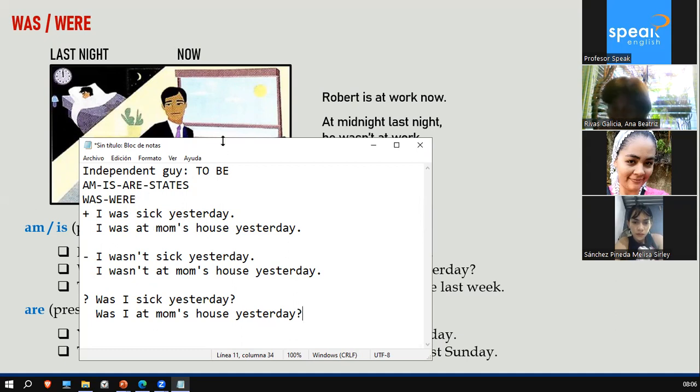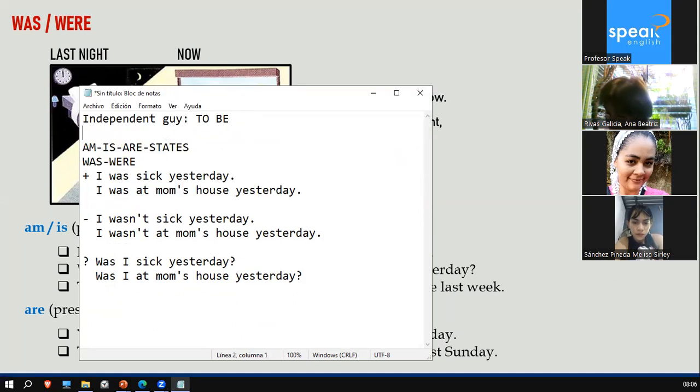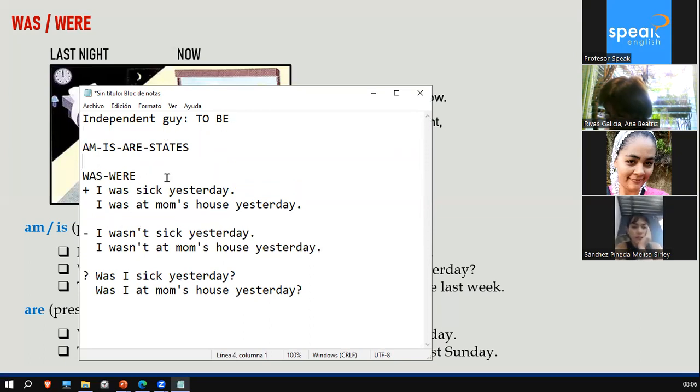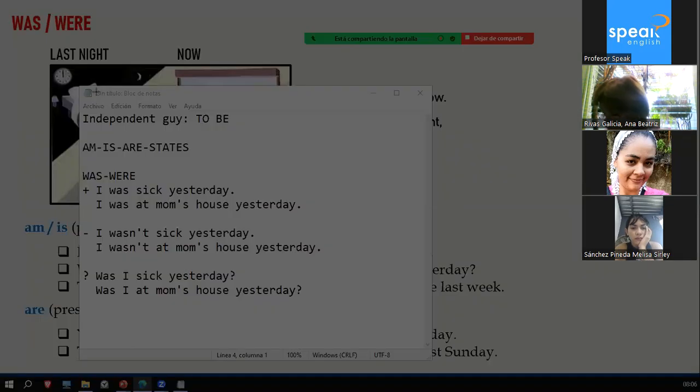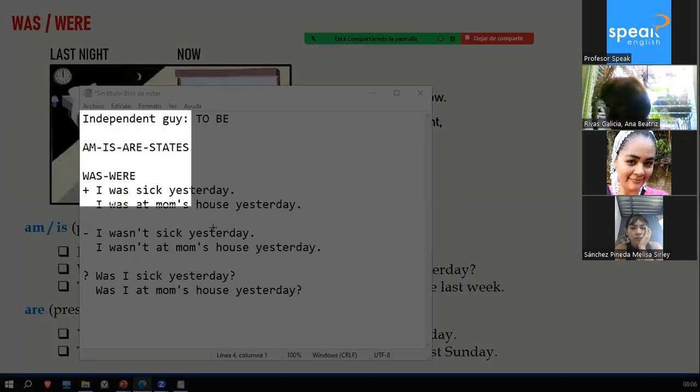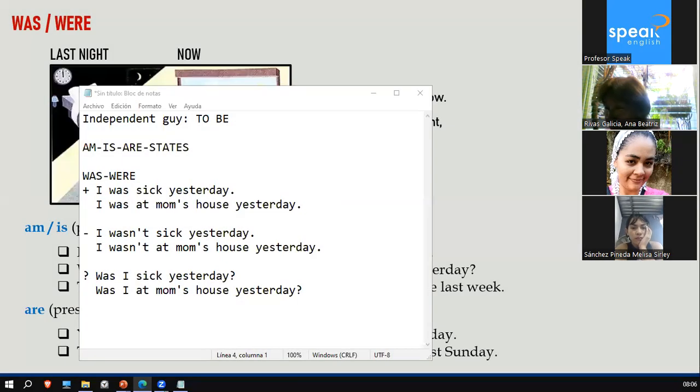Here, I'm going to use the same information for positive, negative, and question form. Now, this is just an example. Vamos a hacer otro ejemplo. We'll review the rest soon, don't worry.